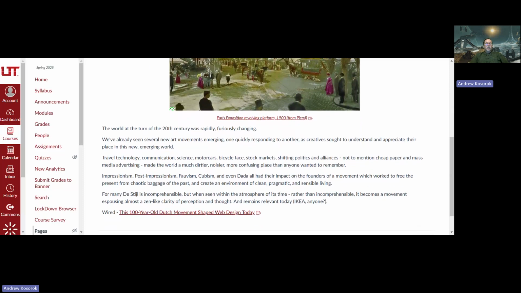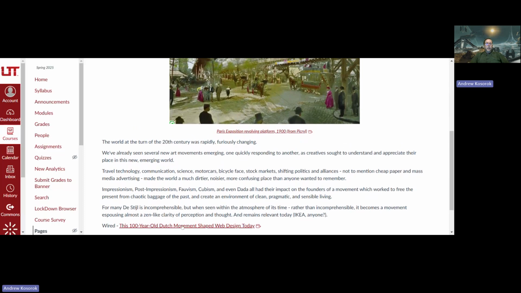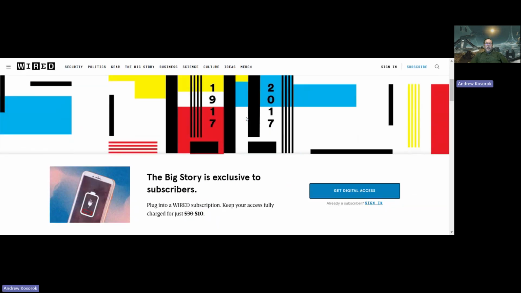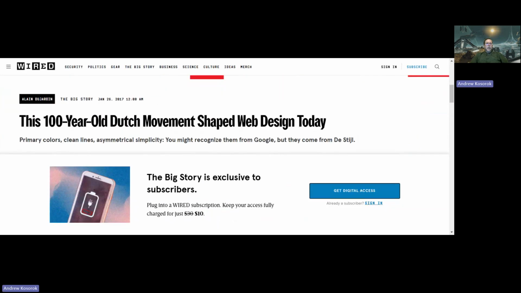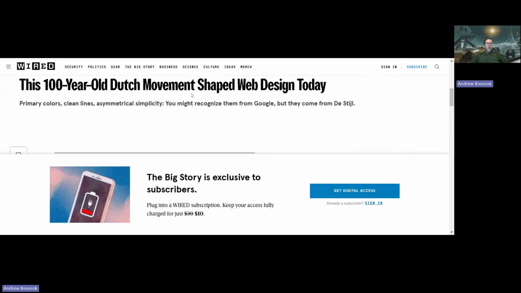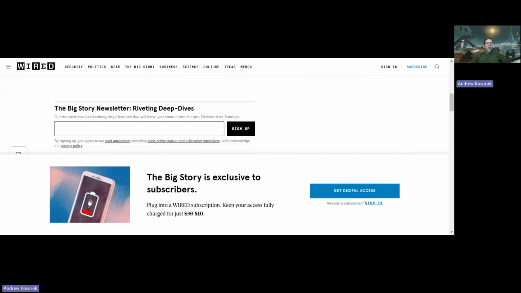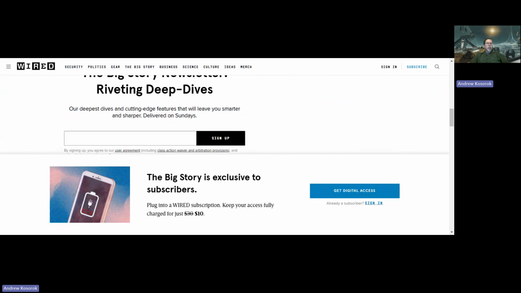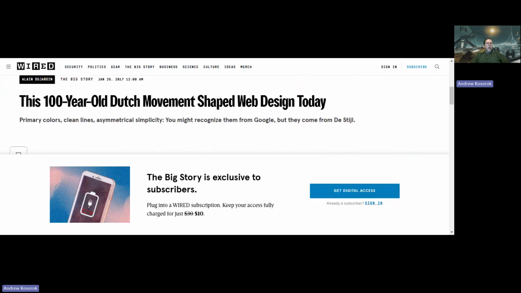And it runs parallel in many portions to Russian futurism. Italian futurism. And I wanted to share this article with you from Wired magazine. This Wired article talks quite a bit about how De Stijl influences even web design today. And De Stijl had a lot of association with Bauhaus.